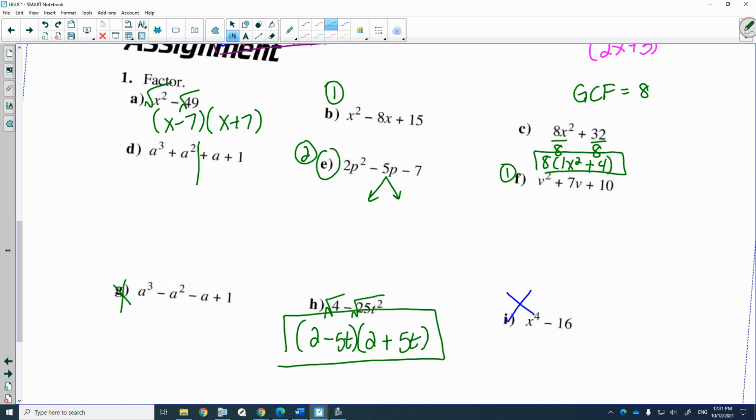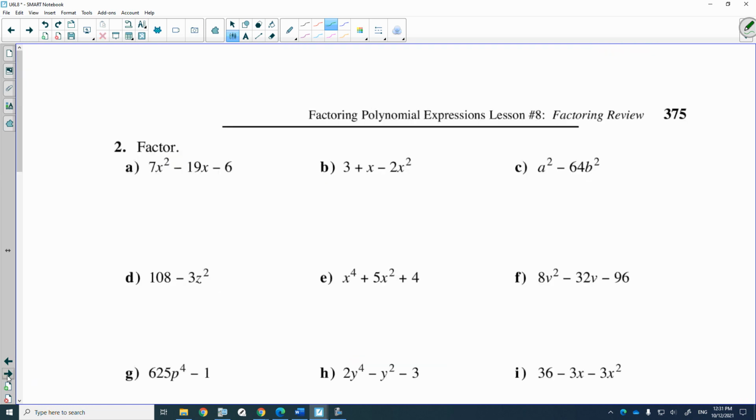Flip your page. I want you to circle 2A, 2C. What will A be? PSA 2 or decomp. Yeah. What will C be? Difference of squares.